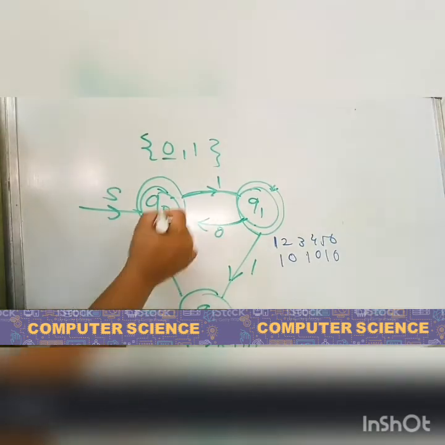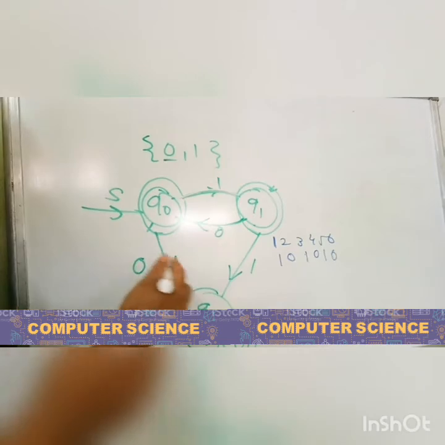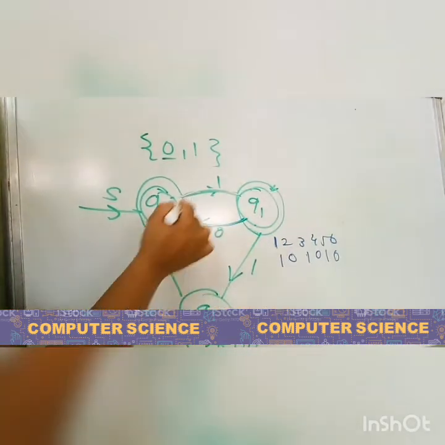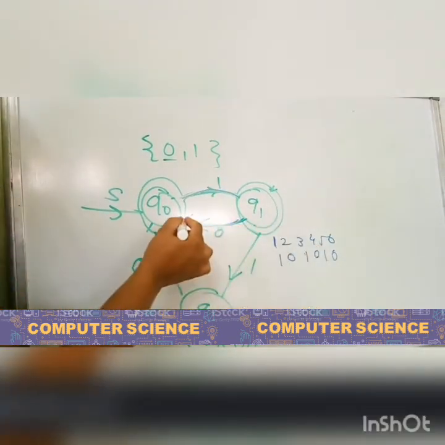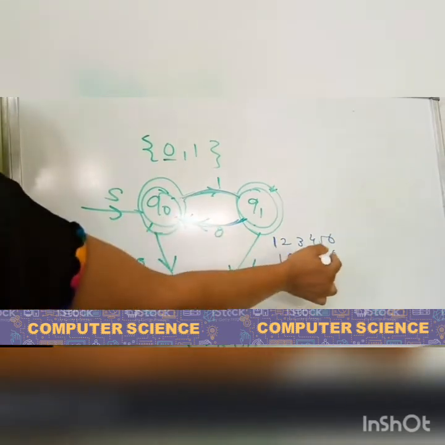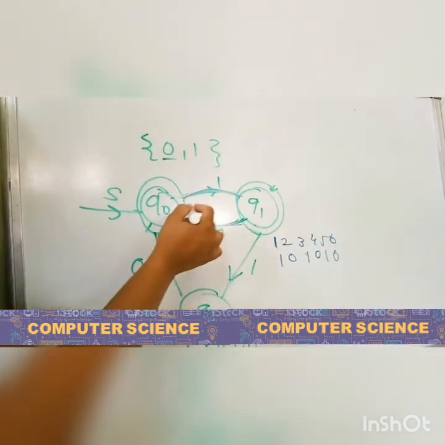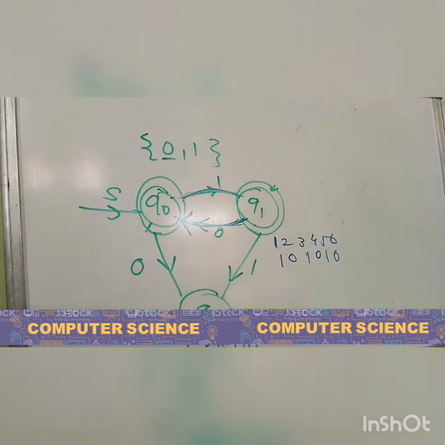Now when 1 comes, it goes to the Q1 state. Again when 0 comes, it comes to the Q0 state. Again 1 comes, it goes to Q1. Again 0 comes, it comes to Q0. Again 1 comes, it shifts to Q1. Again 0, it comes to Q0. As we are seeing here, in this situation 0 is transferred at last to the state Q0, and it is the final state.